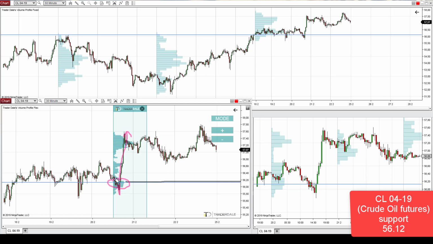And those buyers were accumulating their buying positions right there. So when the price gets back to this level again, those buyers who push the price aggressively upwards will be most likely defending their buying positions, and they'll push the price upwards again.